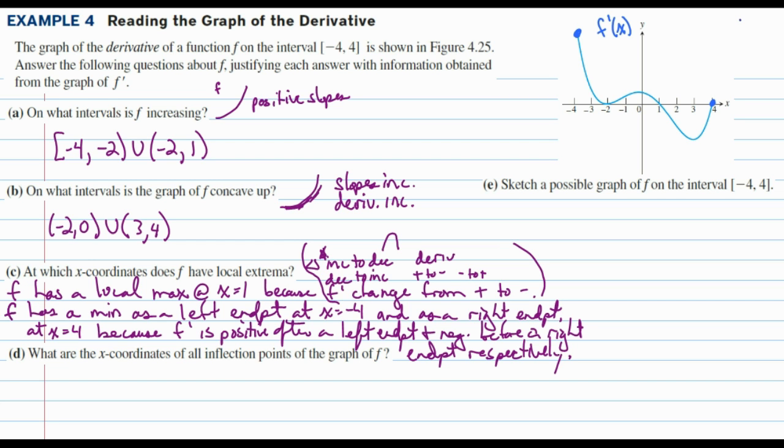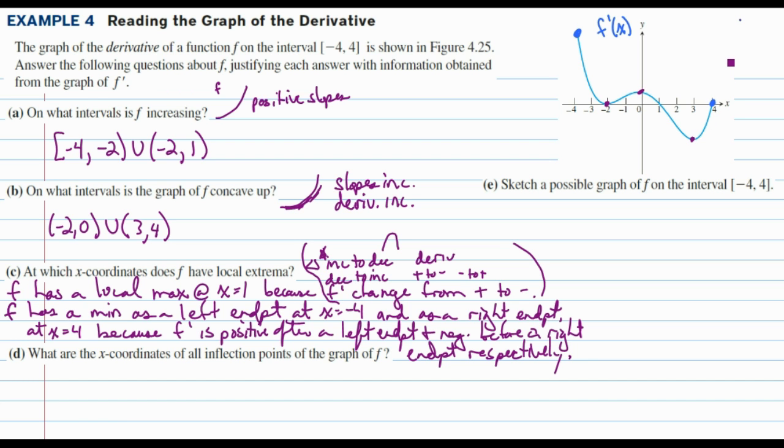Part D, what are the x coordinates of all inflection points of the graph of f? Okay, well, an inflection point in f is going to happen when the concavity changes. So let's see, if it changes from concave down to concave up, the slopes would be changing from decreasing to increasing, or vice versa, increasing to decreasing. So I'm looking for where that happens. Let's see, the derivative, the slopes, change from decreasing to increasing here at -2, from increasing to decreasing here at 0, and from decreasing to increasing at 3.